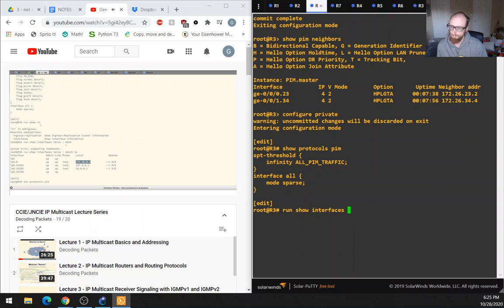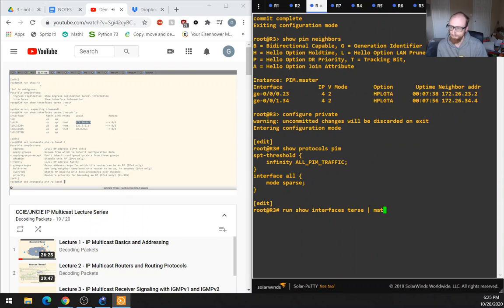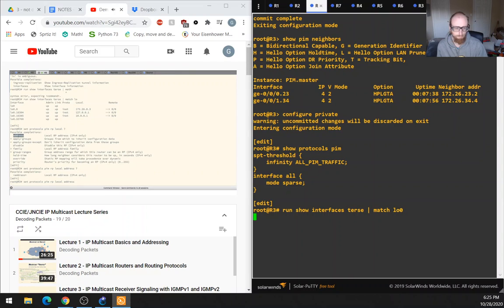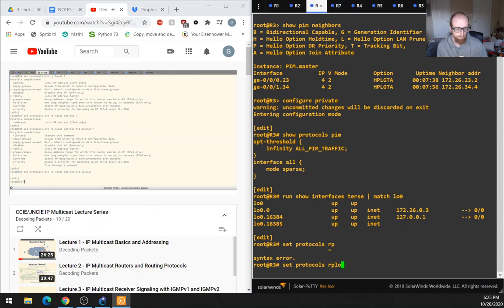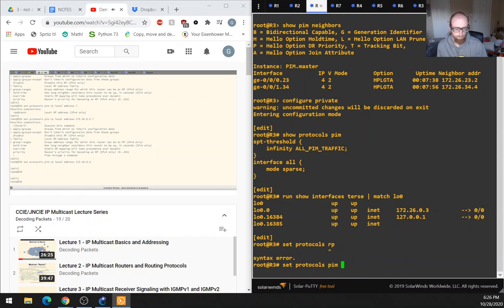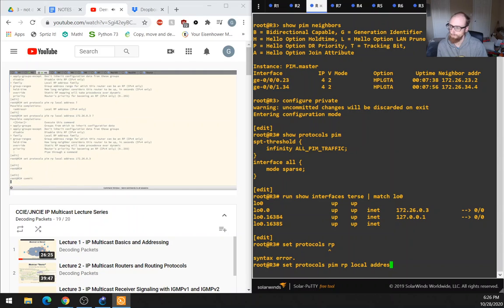So I'll say set protocols pim rp local, and then the keyword address. The address we use is going to be this 172.26.0.3 address. As you see, there's another option here, static or auto, but this is it for configuring a router to perform the static RP duties. Go ahead and commit this.